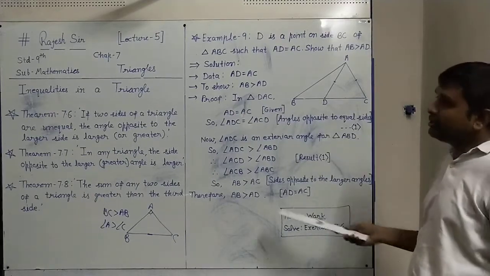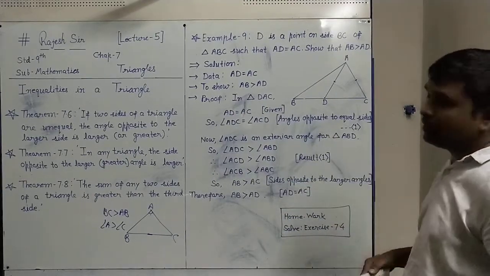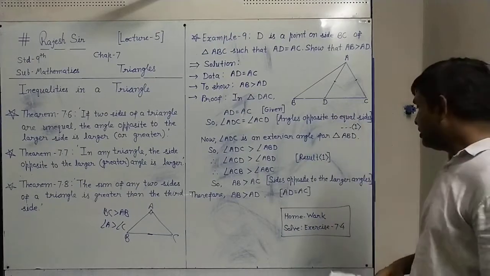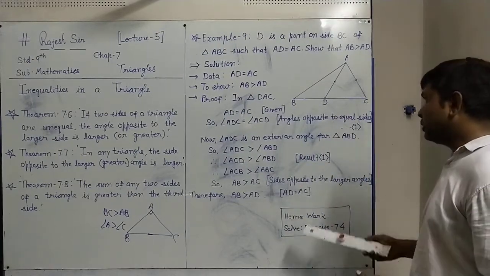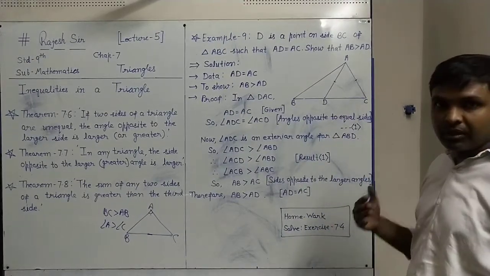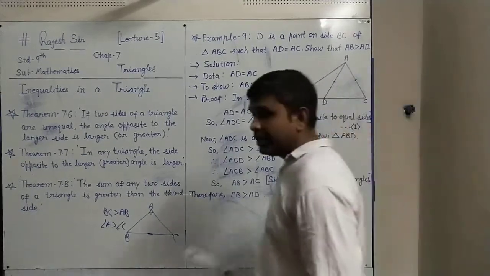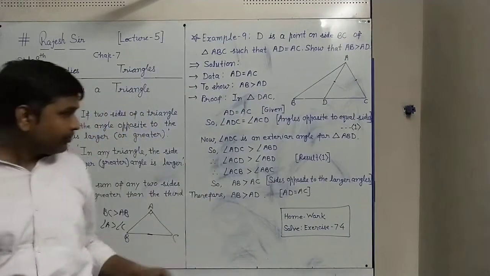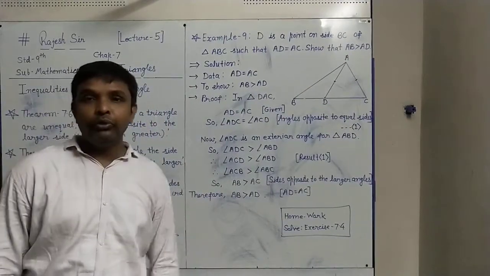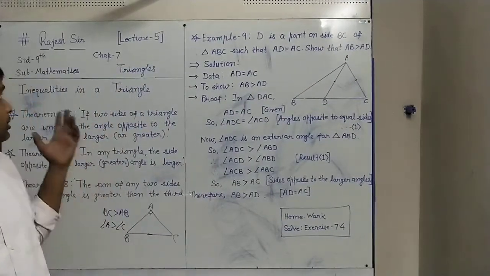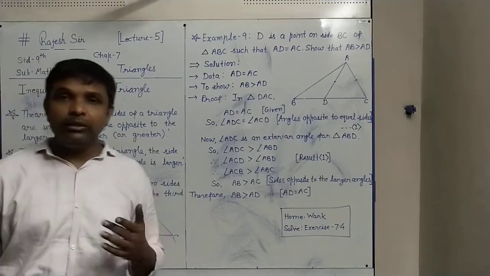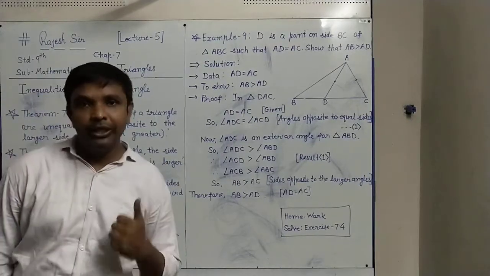So this way we have seen the theorems which we have applied in the example, and this type of all the inequality related theorems will be applicable in exercise 7.4. So your homework is to complete and solve exercise 7.4, and this way chapter number 7, Triangles, in our standard is completed. Thank you.